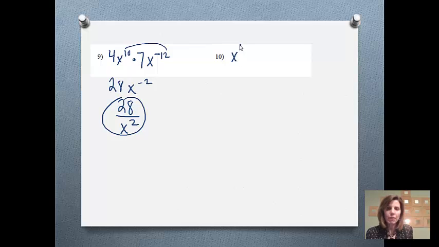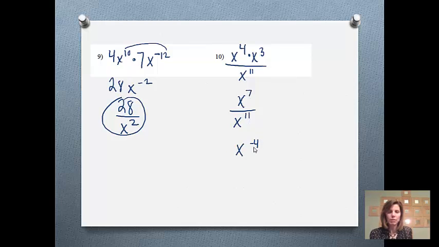Okay, number 10, we have x to the 4 times x to the 3 over x to the 11. What we're going to do on this one is, first of all, let's tackle the multiplication part of this. If there's multiplication, we know we get to add our exponents. So we'll get x to the 7 over x to the 11. And then if I have division, I know I get to subtract my exponents. So 7 minus 11 will be negative 4, so I'll get x to the negative 4. And then we get to use another rule, because we're not allowed to have negative exponents. Rewriting this, it would be 1 over x to the positive 4.